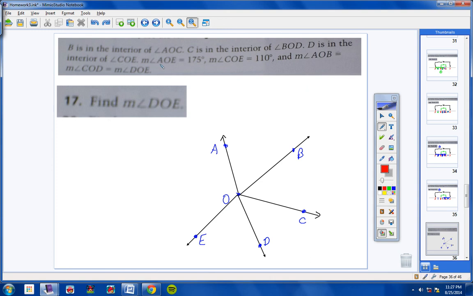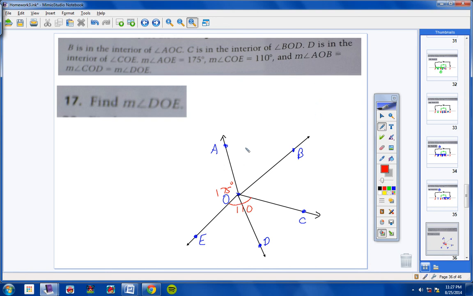Angle AOE is 175 degrees. So here's A, here's O, and here's E. So I'm going to go ahead and put 175 degrees right here. COE is 110. So be careful here. I'm going to put a big red line all the way across and put 110 for that whole angle, okay?